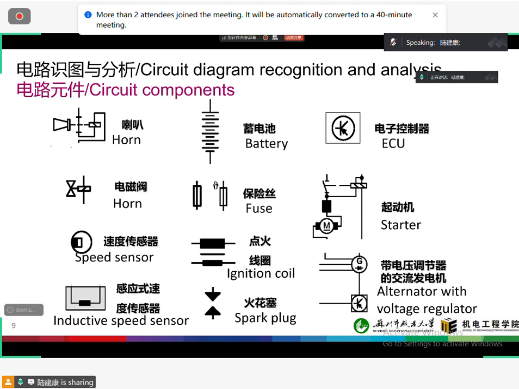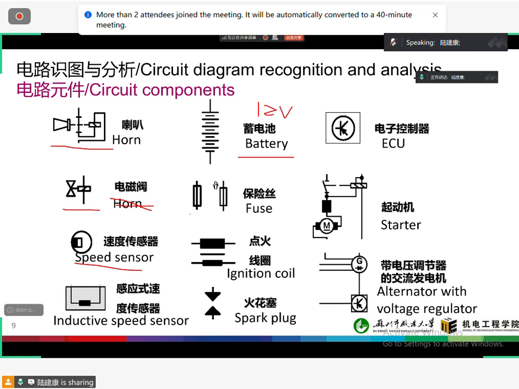And this part, like this is a horn. Not the horn. This is a solenoid valve. And this is the speed sensor, and this is an inductive speed sensor. That means this is a general speed sensor, and this is the specified type of speed sensor. We call it inductive speed sensor. And this is a battery. That means the 12-volt battery, not the power battery. We have to differ from the electrical vehicle battery.